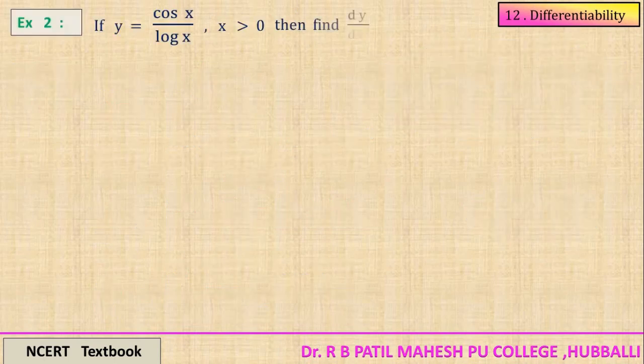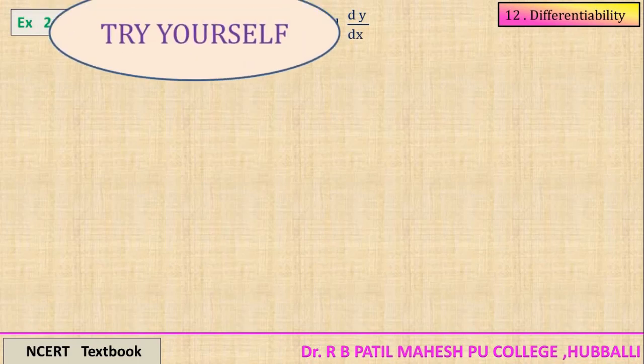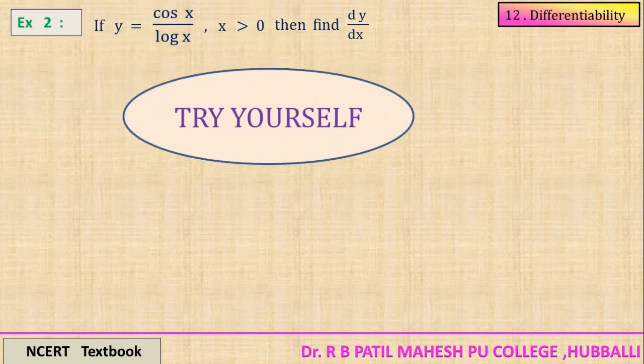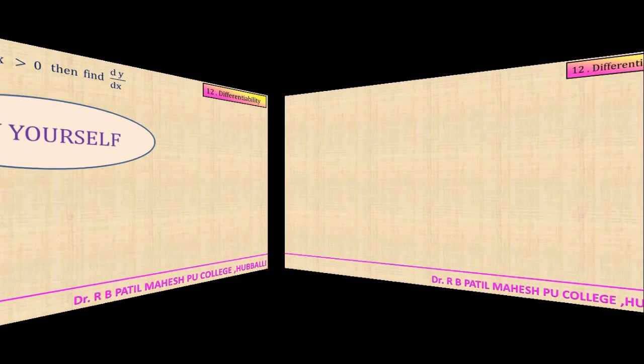If y is equal to cos x upon log x, where x is greater than 0, then find dy by dx. Students, this is a division function, so use the division rule again, but the function is log x here, so differentiate properly. Try this example yourself. Okay, this is homework for you.